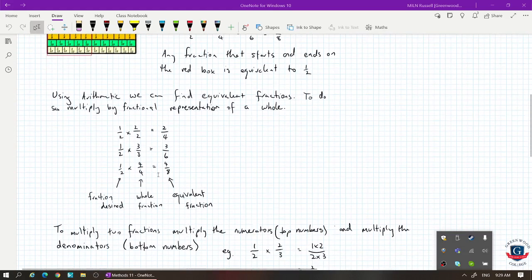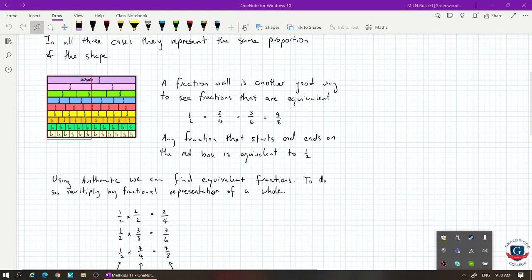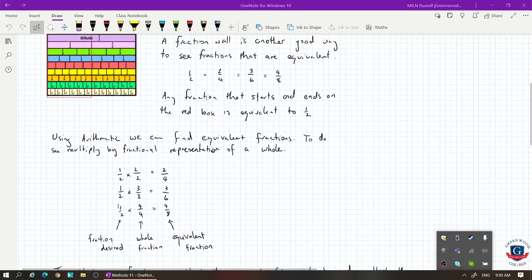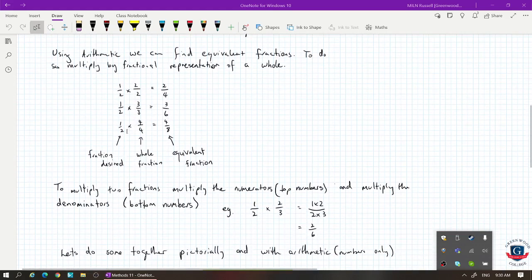And similarly, we could do it for 4 on 4, which is also 1. Half multiplied by 1 gives us 1 times 4 is 4. 2 times 4 is 8. 4/8. Here's our 4/8 here. We can see that it's equivalent. So on and so forth. We can do 5 on 5, 6 on 6, A on A, anything.